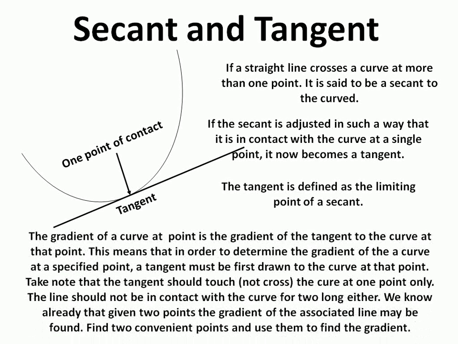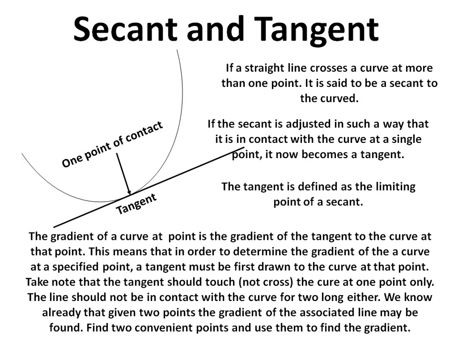The gradient of a curve at a point is the gradient of a tangent to the curve at that point. That means if you're going to determine the gradient of a curve, you have to draw a tangent to the curve. So in order to determine the gradient of a curve at a specified point, a tangent must first be drawn to the curve at that point. Take note that the tangent should touch, not cross, the curve at one point only. The line should not be in contact with the curve for too long either.